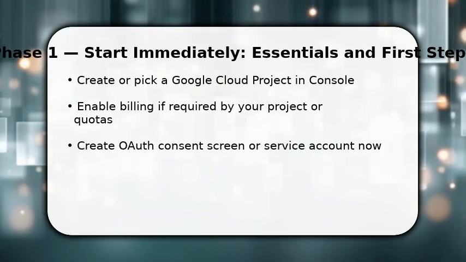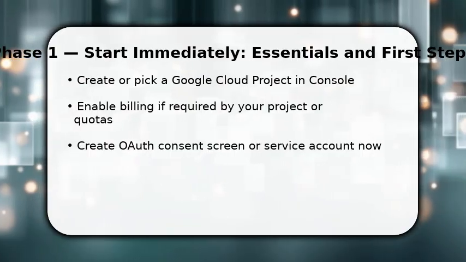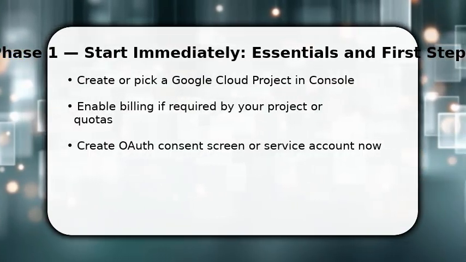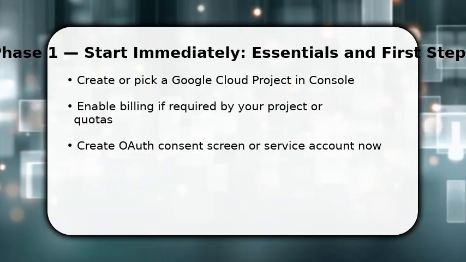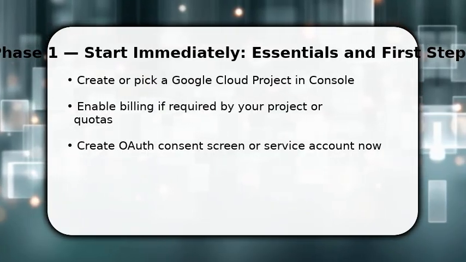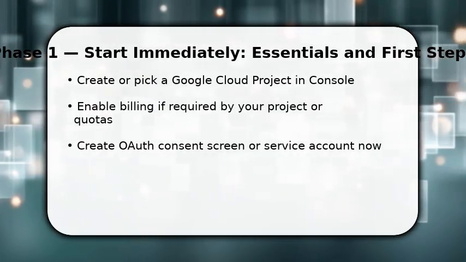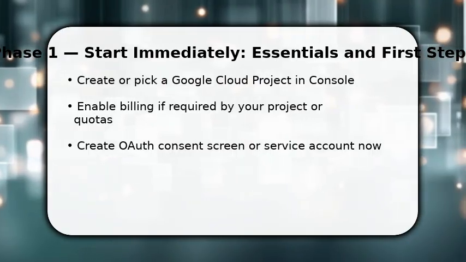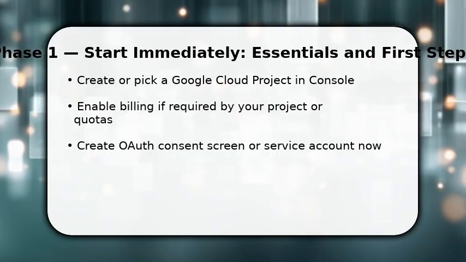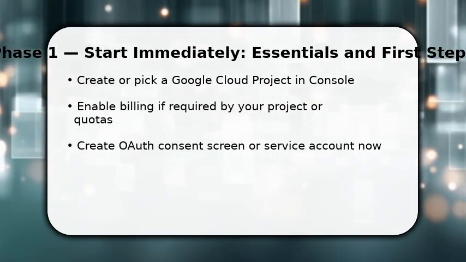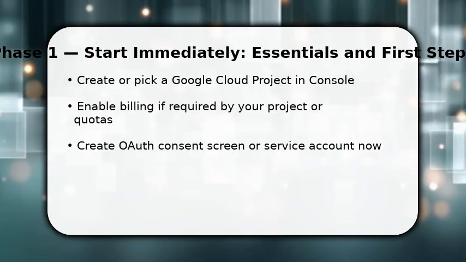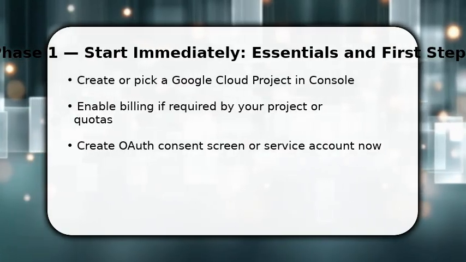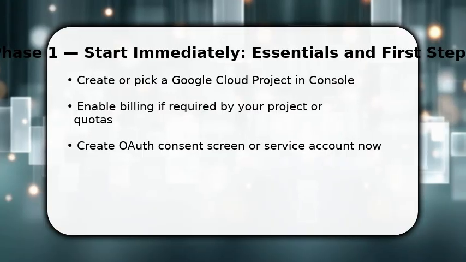You begin by confirming prerequisites: a Google account, a cloud project, and billing enabled if quotas demand it. Once done, open Google Cloud Console and select or create the project you will use. Next, make your authorization choice: an OAuth consent screen for user-facing apps or a service account for server workflows. Make sure to configure the consent screen scopes and publish status.